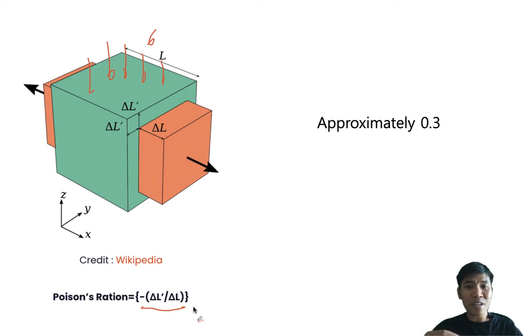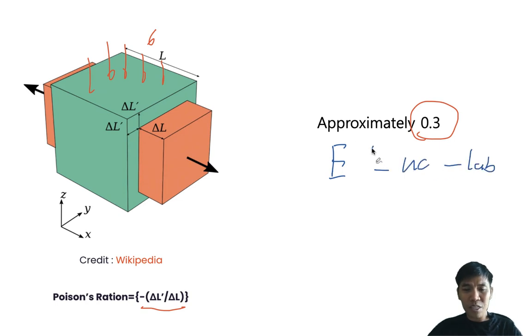For an element of the soil, there is research and literature that recommends that we approximate the Poisson ratio as about 0.3. So at this point, let's make a conclusion. You get E from the unconfined test, and you obtain the value of Poisson ratio, which is equal to 0.3. You can calculate from it.